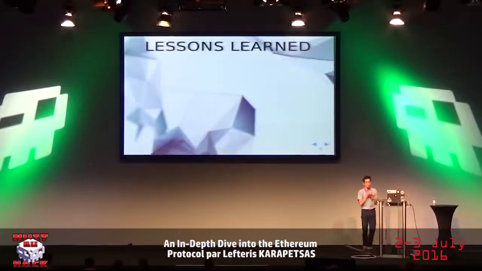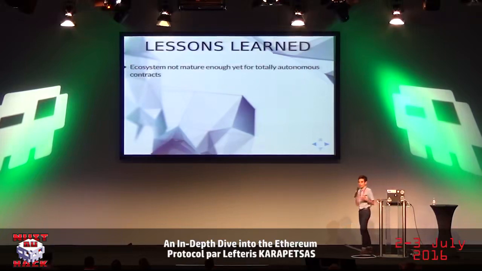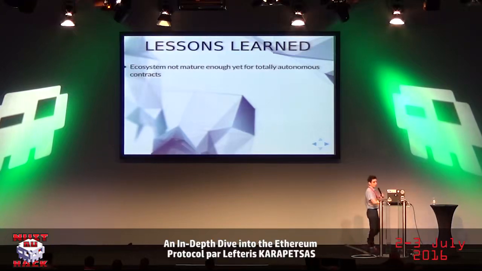As for us developers of Ethereum, we have learned a lot of lessons. Everyone in the community was stunned by this, and what we have definitely learned is that the ecosystem of Ethereum is definitely not mature yet for totally autonomous contracts. As the DAO proved, such a totally decentralized contract that is not controlled by anybody can prove to be very dangerous because it cannot react fast enough.